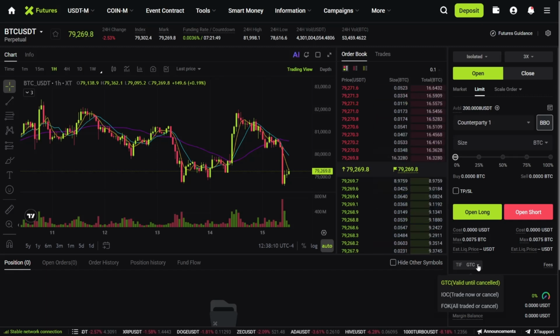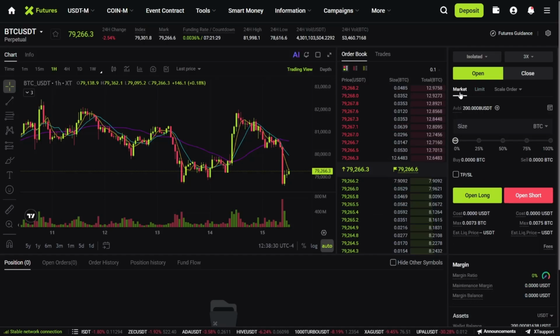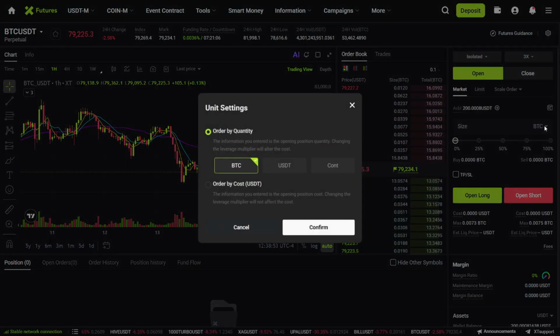For beginners, GTC is usually the easiest to understand because your order simply stays open until it fills or you cancel it. For this tutorial, we're going to be using a market order because it will execute instantly and we won't have to wait for the order to fill. Next, before we make our order, we can see under size, it says BTC. If we click on this, this will take us to unit settings.